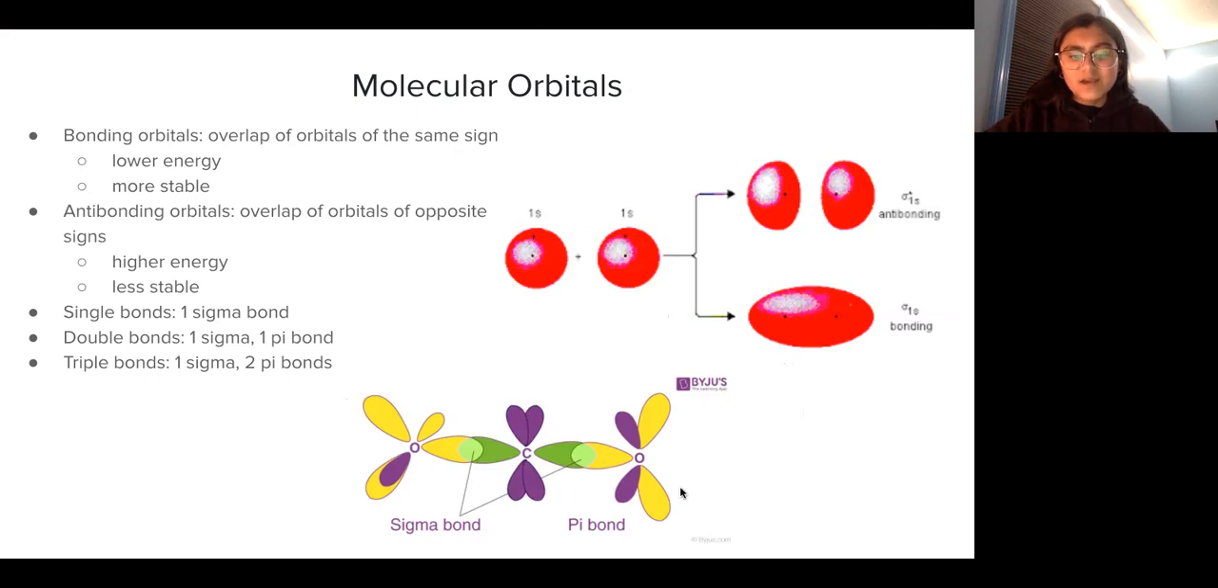And then you have your sigma and pi bonds. I think what's most important to know here is that single, double, and triple bonds are all composed of only one sigma bond. But the difference is in the number of pi bonds that each of these have. So double bonds have 1 pi bond, triple bonds have 2 pi bonds.